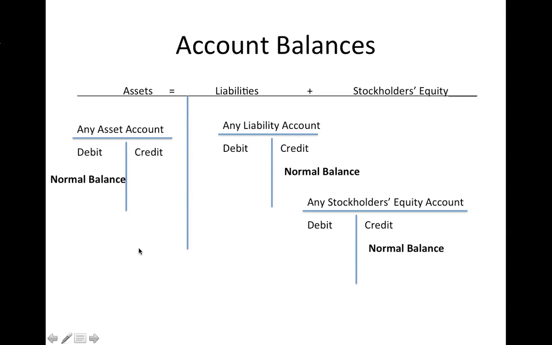Remember, debit is always left, credit is always right. They are not the increase side and decrease side. The normal balance is going to be on the side of the equation. Assets are going to be on the debit side, liabilities on the credit. That's going to be the increase side. Stockholders' equity, normal balance on the credit.